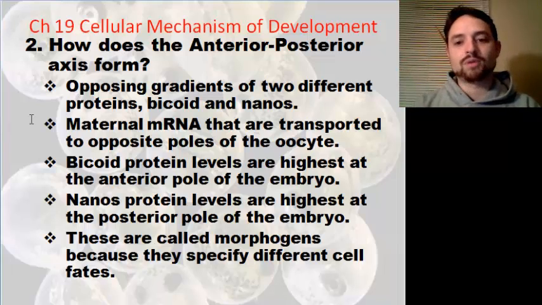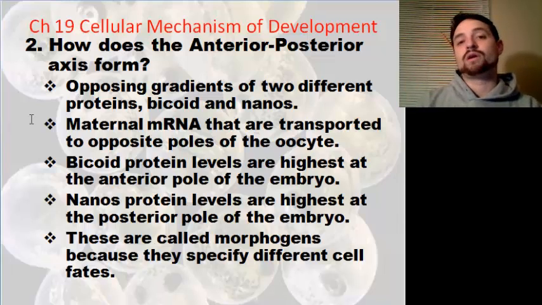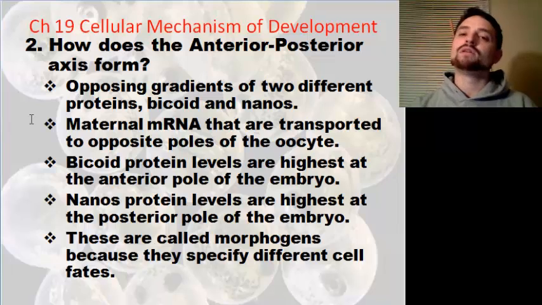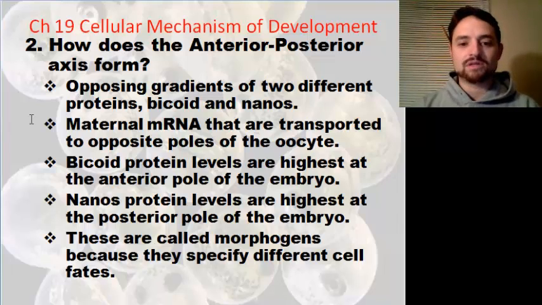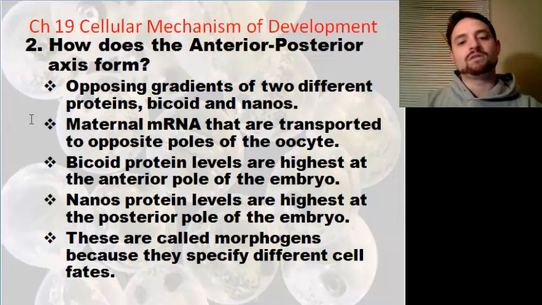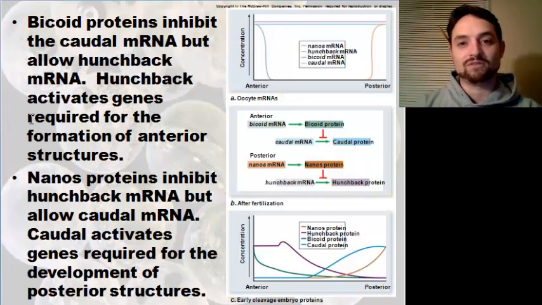The bicoid protein levels are highest at the anterior pole of the embryo. That means the bicoid mRNA would have to have been in that region. The nanos protein levels are highest at the posterior pole of the embryo. Thus, the nanos mRNA had to be highest in that region. These are called morphogens because they specify different cell fates. Let's look at some graphs of this.